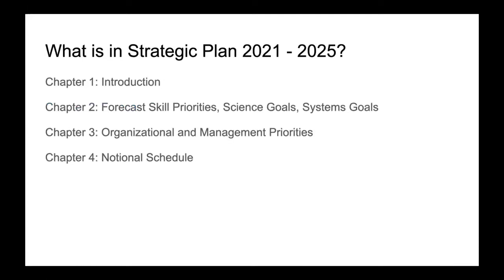So the strategic plan by some standards is relatively short. It's still reasonably detailed because of, I think, the state of the project as a whole, where we're at. It's just got four chapters, an introduction, a chapter in which there was an enormous amount of work to develop forecast skill priorities, science goals, and systems goals that would be a focus for the next 5 years. Then there's some organizational and management priorities and a notional schedule. And what I'm going to do today is just really touch on two or three items from this.